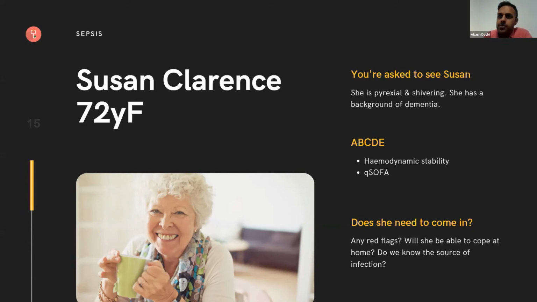So as you remember, the red flags are things like immunocompromise, other conditions that would make you more likely to have bad sepsis, that end organ damage. Well, in this case, she's got dementia. So I'm probably going to suggest that she comes in, because she's potentially, depending on how bad her dementia is, much less likely to be able to heal, improve and get over this than a person without dementia. Another reason is that because she's got dementia, she may be less able to cope at home. And finally, because it's going to be more difficult to identify the source of infection if she's very confused and we can't really take a proper history.